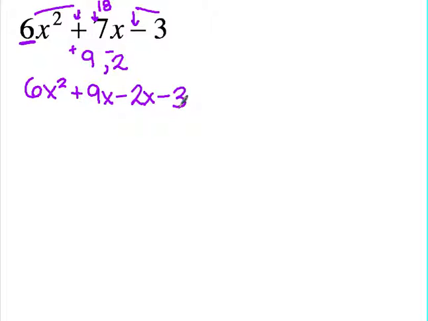If you look at this, if I take 9x minus 2x, what do you get? 7x, which is exactly what I started with. So now, with 4 terms, how I factor is I group them by 2's. You see how I'm grouping them by 2's? In this first grouping, what is in common with the 6x squared and the 9x? 3x. So I'm going to take that out.